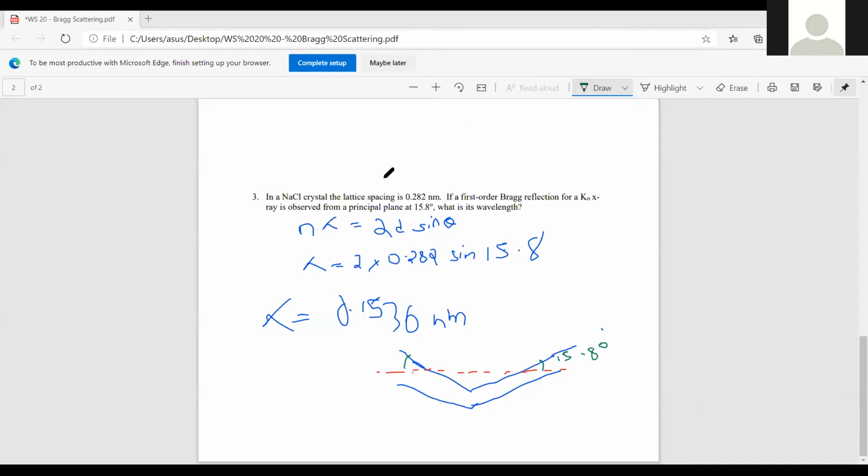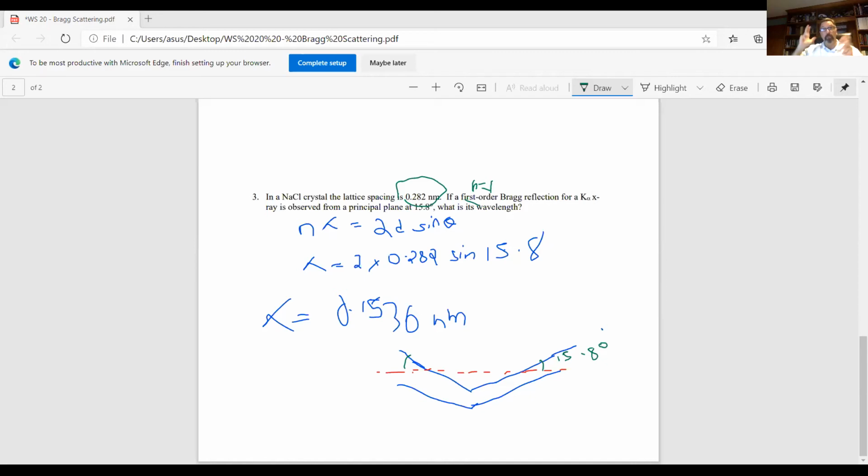So we were given the lattice spacing, which was 0.282 nanometer, and then we were given it was the first order, so n was equal to 1, and we were given the angle observed from the principal plane, which was this, and then we plugged it in to find the wavelength. The one thing they were thinking about was, do you double that angle or not? That we will on Wednesday, not when you're doing Bragg scattering. So this picture right here with the 15.8 degrees defined with respect to that dash line, that's the right answer.